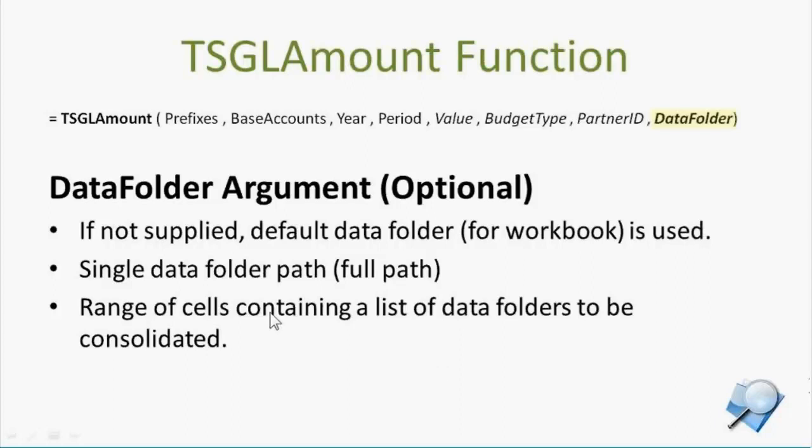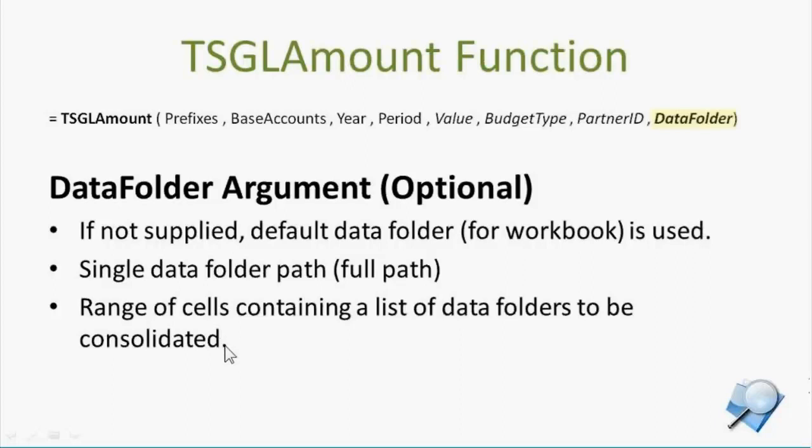So you notice that this can be, where it's blank for the current data folder, a single data folder path, that'd be like the UNC path, the folder, or even a range of cells containing a list of data folders. So that makes it really handy for consolidating folders together.